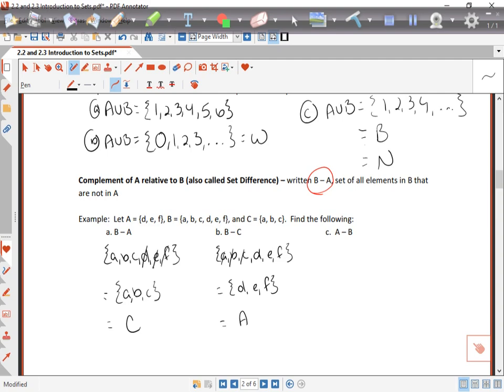Okay, the last one, A minus B. So you write out A this time. And then we look at B, and we start taking away what's in B. Well, we have A, B, C, but those aren't in there. We don't need to worry about that. We only need to worry about the ones that are in there. So D, E, and F. That means we took away everything in there, so then our answer is the empty set.